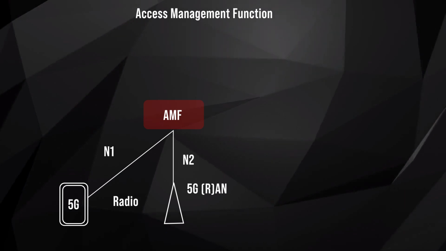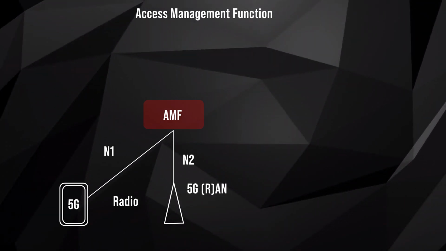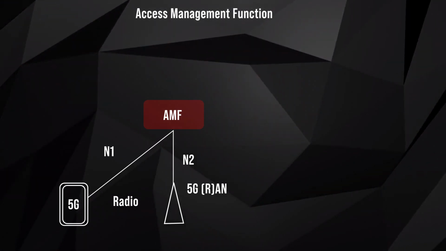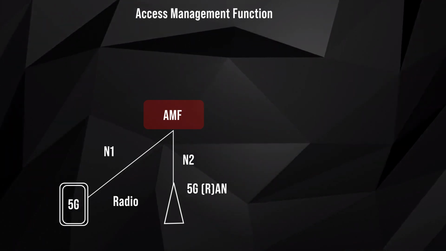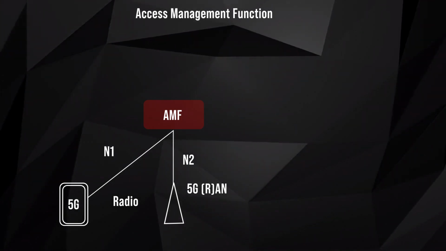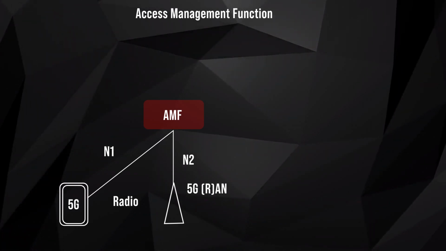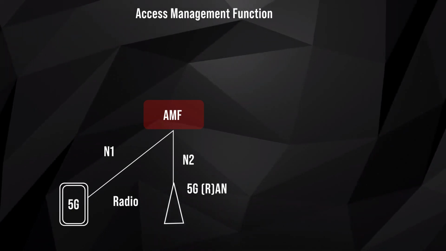The Access Management Function, AMF, in 5G networks is like the control center for managing connections and security. It's the point where the network talks to mobile devices through the N2 interface and handles secure messages via the N1 interface. The AMF takes care of registering devices on the network, making sure they can connect and move around within the network area without losing service.